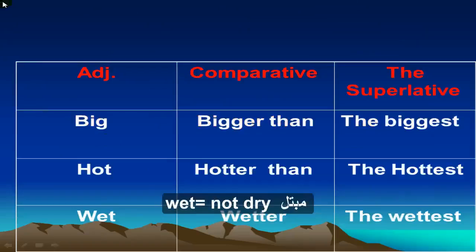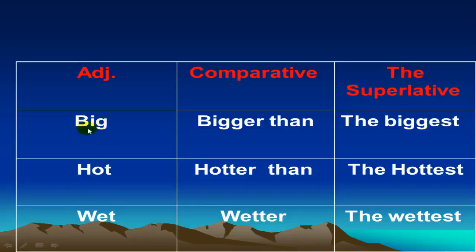What about if the adjective ends with a consonant and there is a vowel before it, like big? Before the last letter: I, hot, O, wet, E. Big, bigger than, the biggest. Hot, hotter than, the hottest. Wet, wetter than, the wettest.